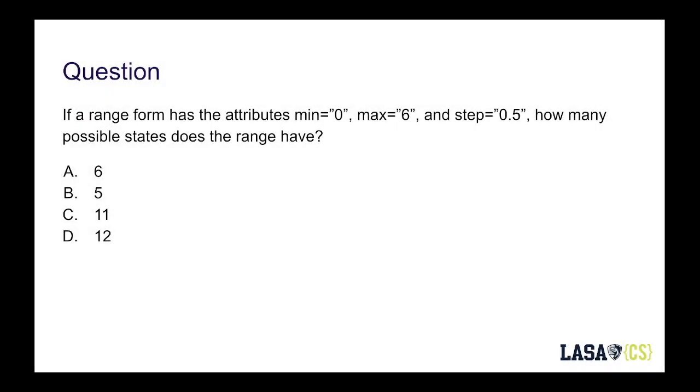If a range form has the attributes min 0 and max 6 and step 1/2, how many possible states does the range have?